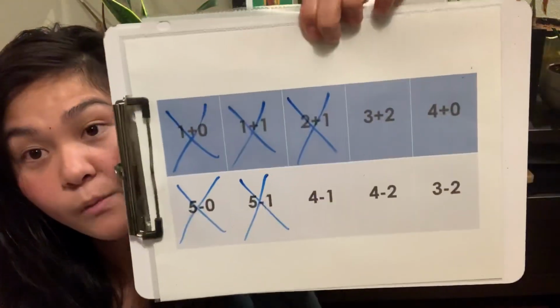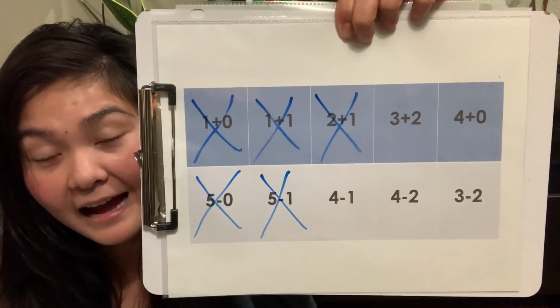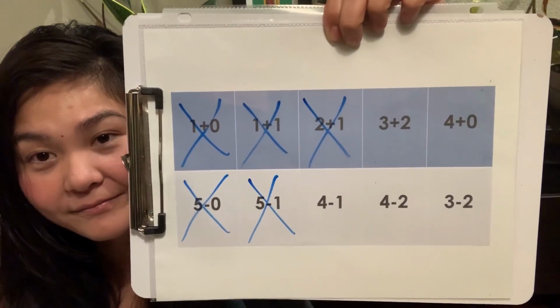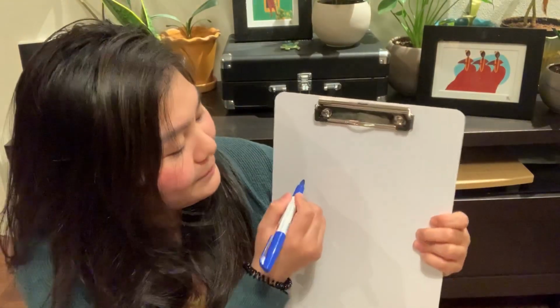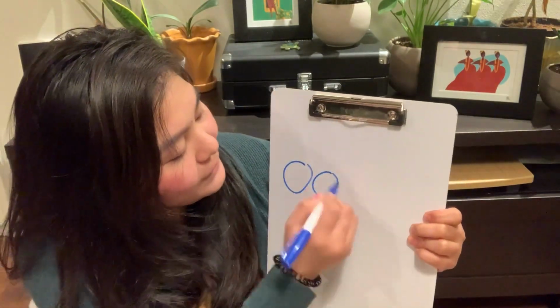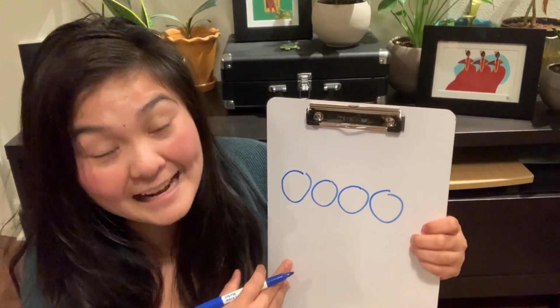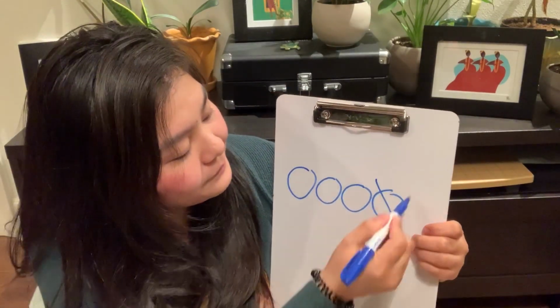Great. Our next story is, I had 4 balloons, and I gave away 1 to a friend. I'm going to draw that story here using symbols. I had 4 balloons. The circles represent the balloons, and I gave 1 away to a friend.